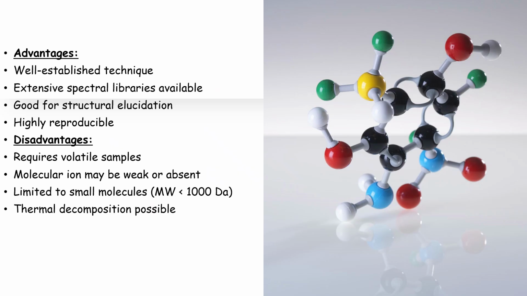But EI does have limitations. It only works with volatile compounds, things that can vaporize without decomposing. So we are talking about smaller molecules, generally under 1000 Daltons. Also, sometimes the molecular ion peak is so weak or even absent because of all that fragmentation that is happening. Still, EI is the go-to technique for GC-MS analysis and is widely used in environmental and forensic analysis.